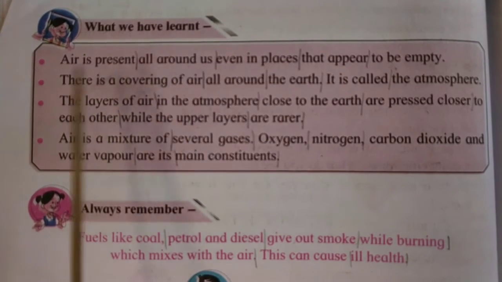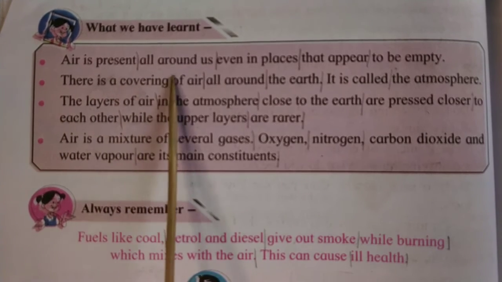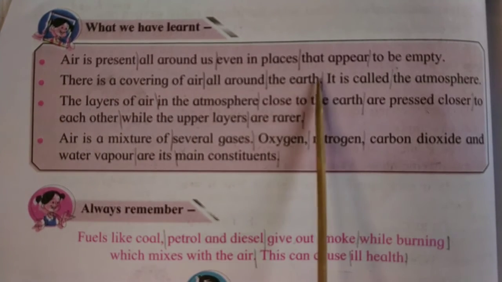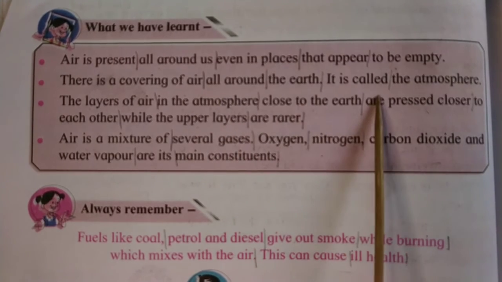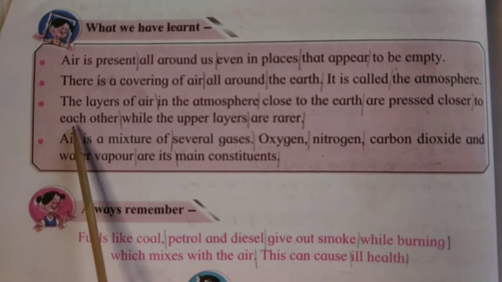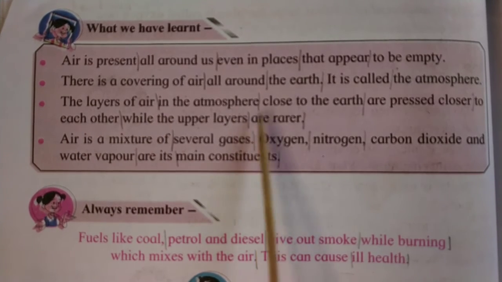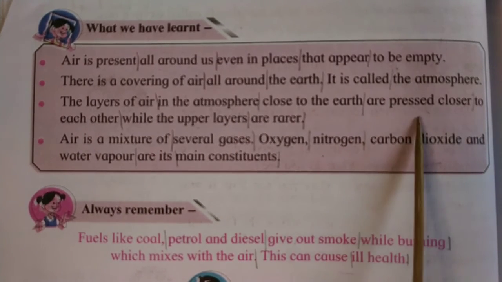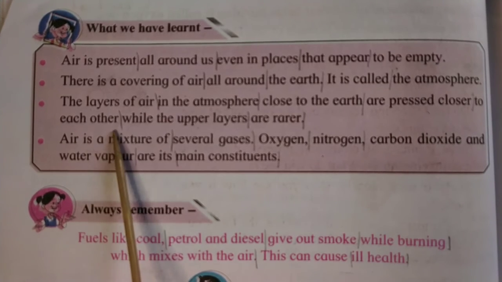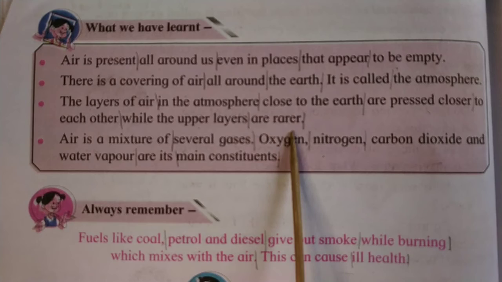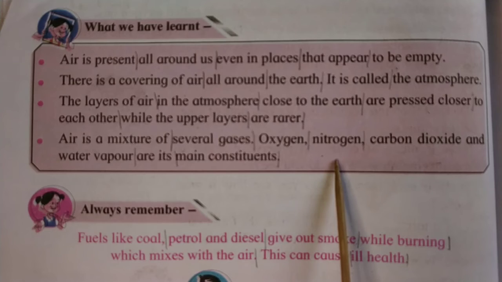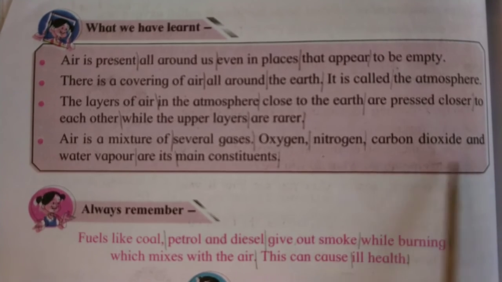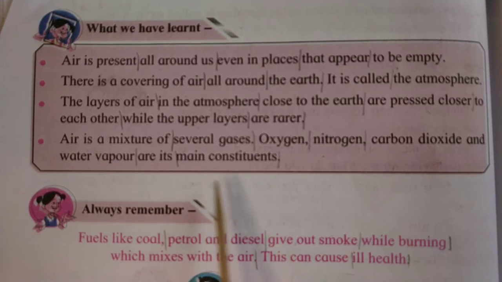What we have learnt: air is present all around us, even in places that appear to be empty. There is a covering of air all around the earth. It is called the atmosphere. The layers of air in the atmosphere close to the earth are pressed closer to each other, while the upper layers are rarer. Air is a mixture of several gases: oxygen, nitrogen, carbon dioxide, and water vapor are its main constituents.